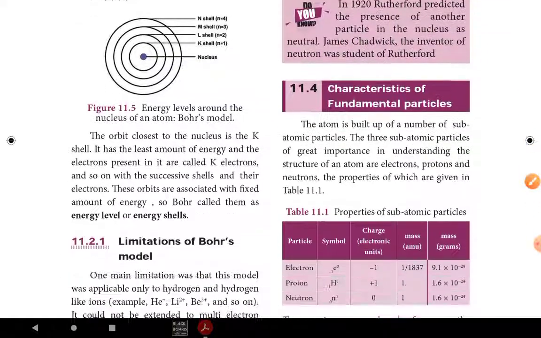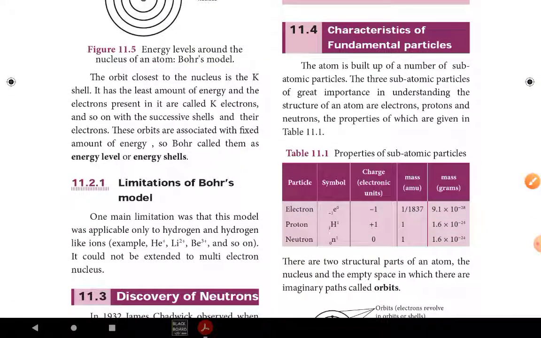Alright, then let's go on to the characteristics of fundamental particles. I hope you understood this, children. These are the fundamental particles. What are the fundamental particles? The basic unit particles, the smaller particles that can be in an atom, fundamental particles.